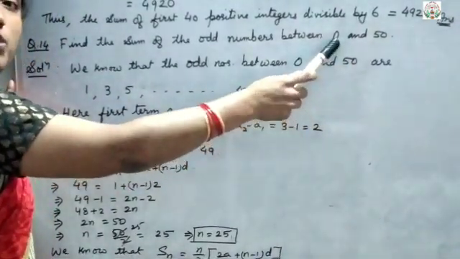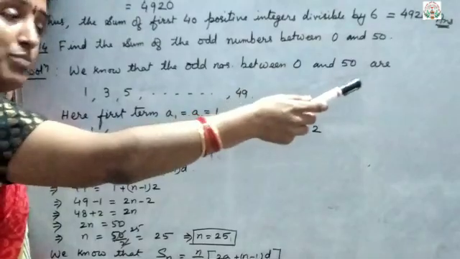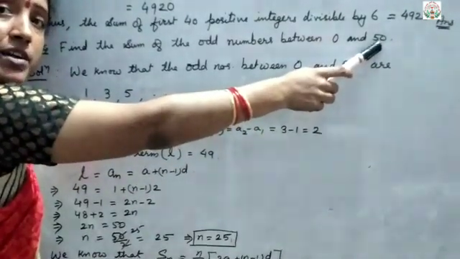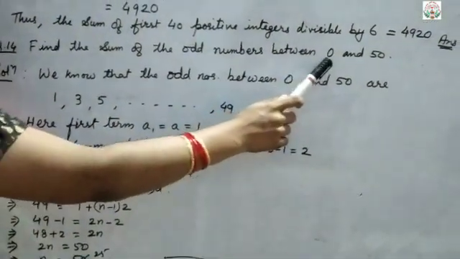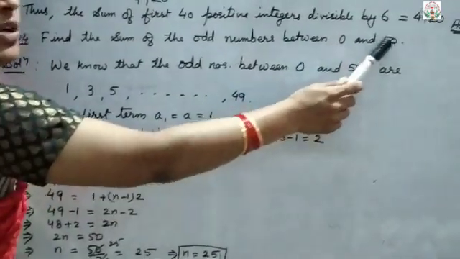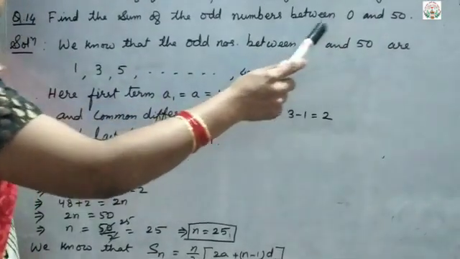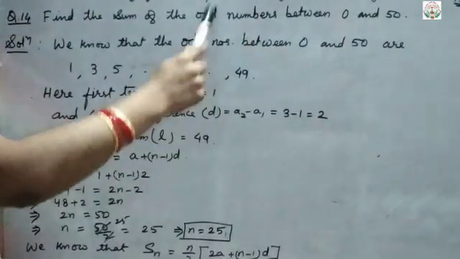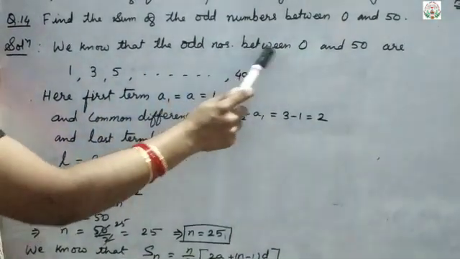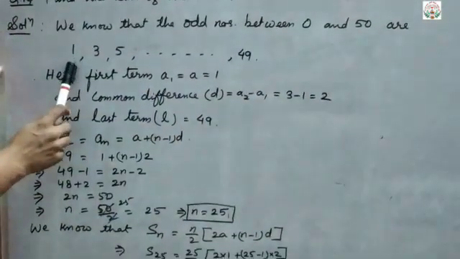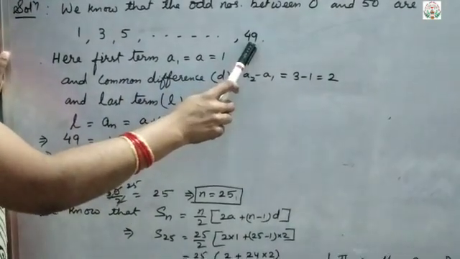So here the odd numbers will be what? We know odd numbers are 1, 3, 5, dot dot dot till 49, because here the last term is 50. Find the sum of odd numbers between 0 and 50. Between 0 and 50 means 0 is not included and 50 is also not included. So between these two we have to find the odd numbers and the sum of all of them. So we know that the odd numbers between 0 and 50 are 1, 3, 5, 7, dot dot dot till 49.